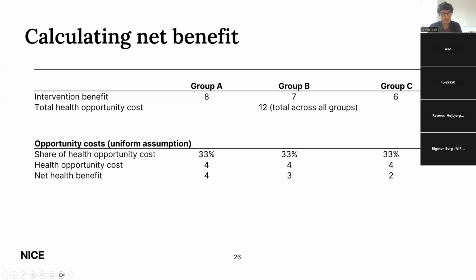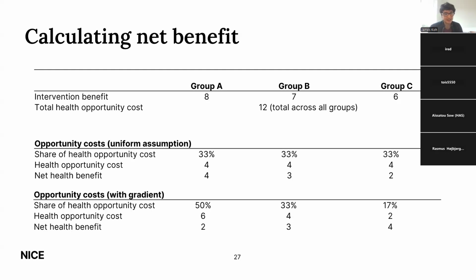So if we do one scenario where we say they're equally distributed across all of these three groups, that's 4 QALYs as health opportunity cost for each group. Then the net health benefit, you have 4 in Group A, 3 in Group B, 2 in Group C.